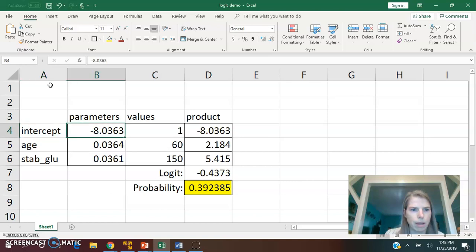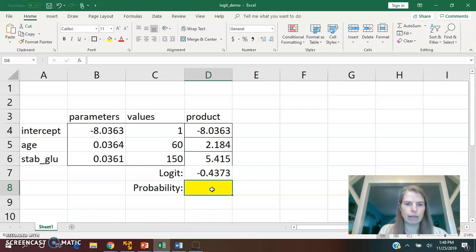So here I've got my values for the intercept, the age, the stabilized glucose. I'm going to be plugging in a 60 and 150. And what we have here in this column is the result of multiplying my coefficients by my values. And then when I total these, I get my logit. And I'll clear this value out and show you the computation for finding the probability from the logit.